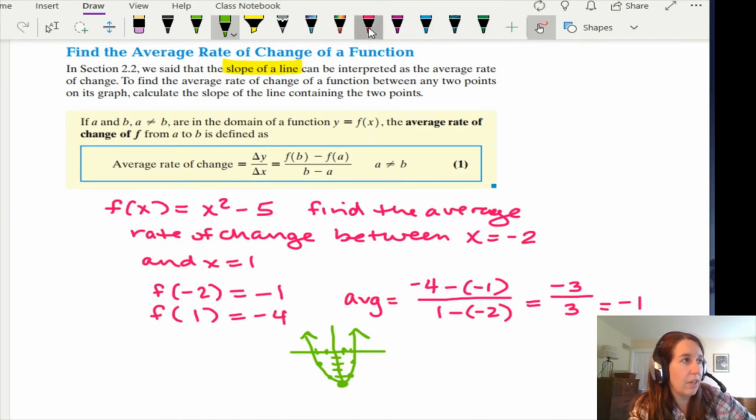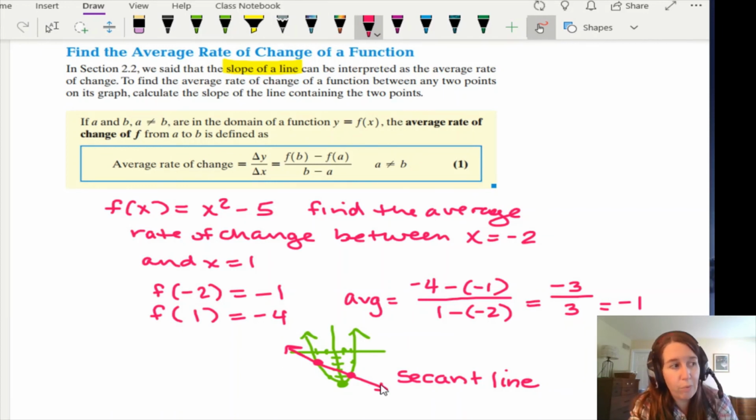And then the points that we're looking at are at -2 comma -1, that point, and at 1 comma -4. And then what we would do is create what's called a secant line. Okay, and that is the secant line because it is touching the graph at 2 places. So a secant line. And what we're finding is the slope of that secant line, and the slope in this case is -1, which makes sense. You're going down 1 to the right 1, down 1 to the right 1, and there's the slope.